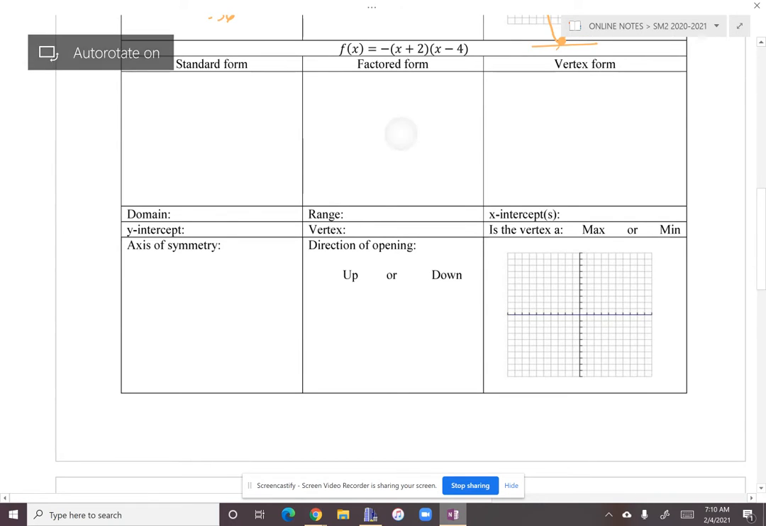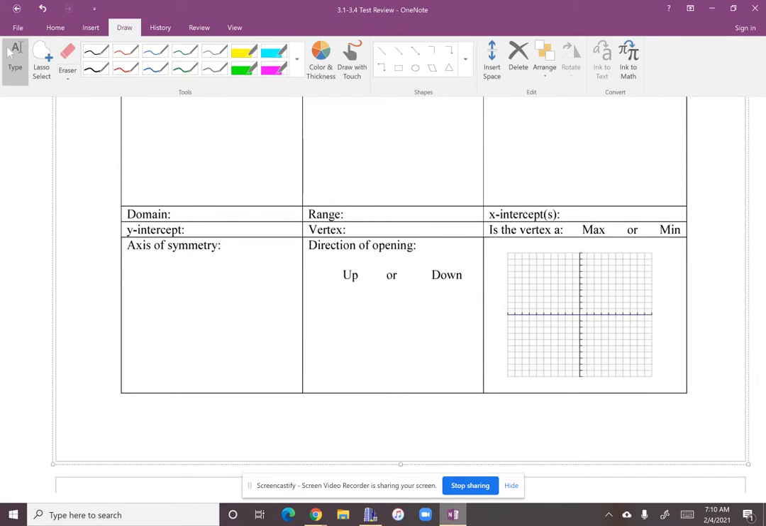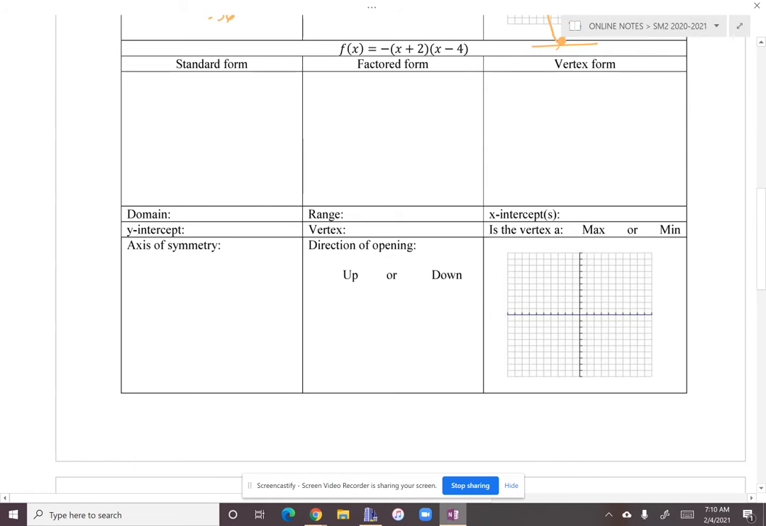Okay, here's the second problem for the review. This problem is a little bit different because it starts in factored form, which we kind of like. It's helpful in that I can go right away and find my x-intercepts. So I'm going to take each factor, so each set of parentheses, and set it equal to 0. I'm going to solve.